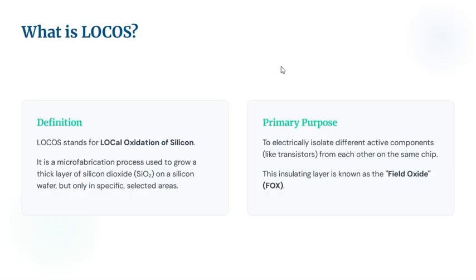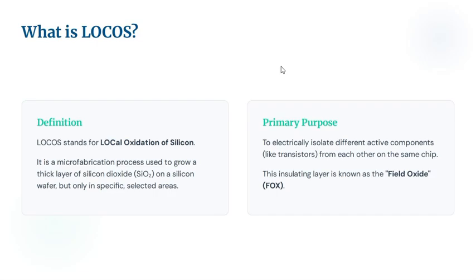So, coming to the definition of LOCOS, as I told earlier, LOCOS stands for local oxidation of silicon. It is a microfabrication process used to grow a thick layer of silicon dioxide on a silicon wafer, but only in specific selected areas. I'll show where these specific selected areas are in the coming part of the video.